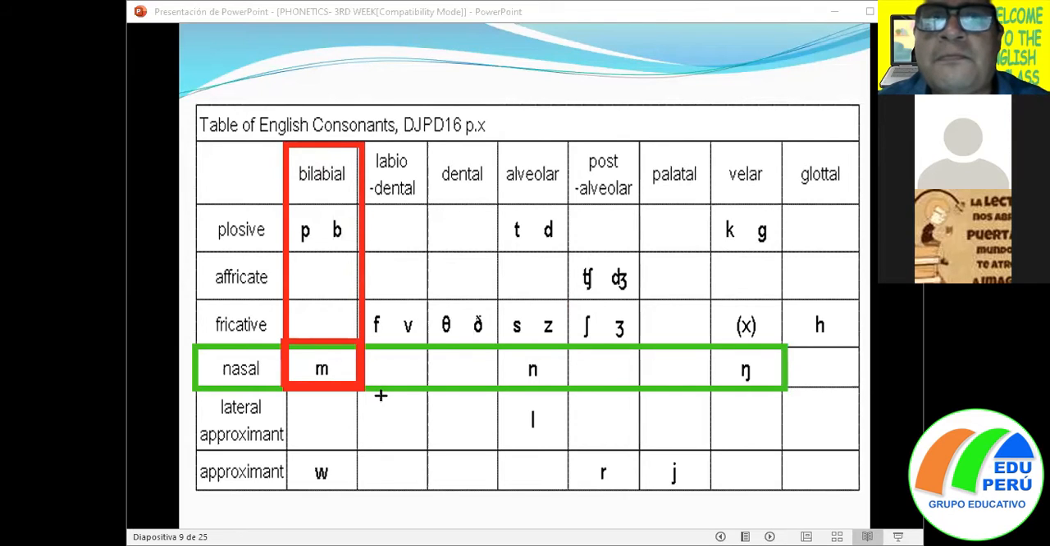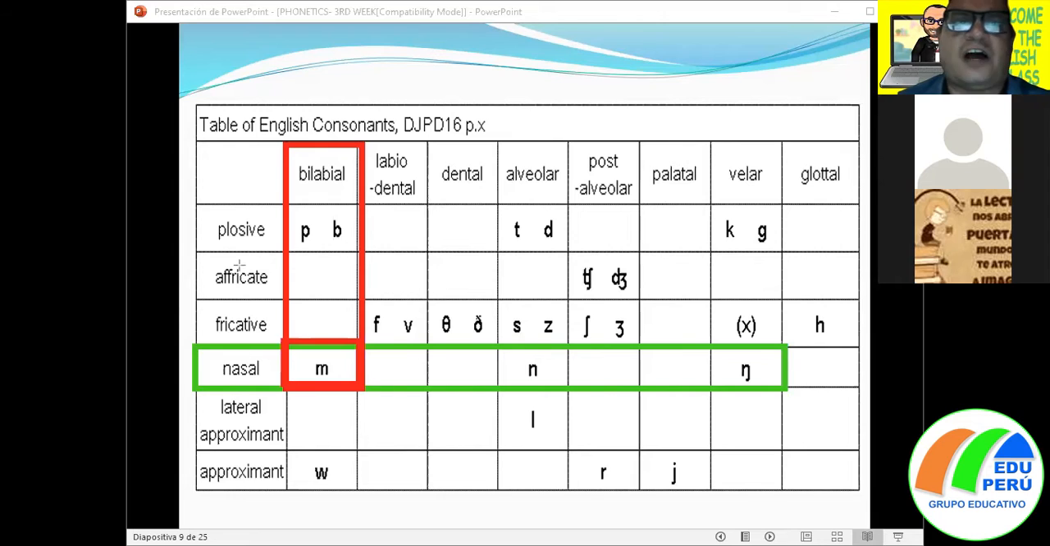Mm, mm, and the air goes through your nose, and your nose starts vibrating. Mm, mm, mm. So this sound is a voiced sound. You vibrate here the nasal chamber and also here your throat. So you have just one. We don't have a voiceless nasal bilabial, so we have just one nasal bilabial. All right.